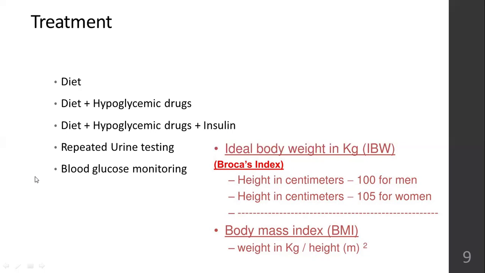Insulin is usually required with type 1 diabetes. Okay, and based on the stage of diabetes, the insulin units will also change. In some people, they may require hypoglycemic drugs along with insulin. Okay, and in some people, hypoglycemic drugs are not required. Just with insulin, they can manage.